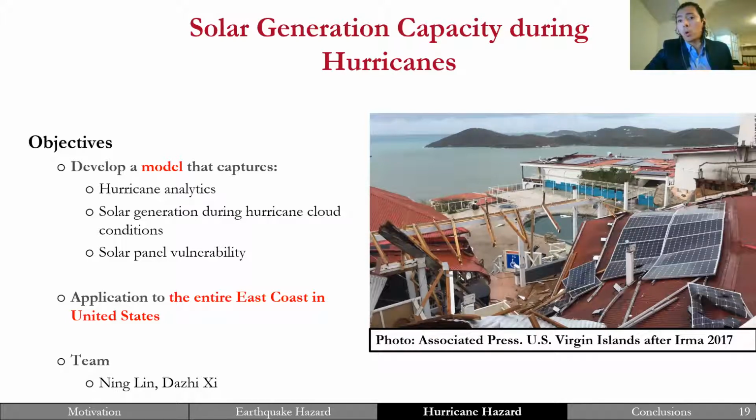And here we work with Professor Ling, who leads the work on synthetic hurricanes and storm modeling, and also the PhD student, and it's in collaboration with some researchers in the Andlinger Center here at Princeton that focus on energy and the environment. And here I'm just showing you a picture that shows that solar panels do fail under high wind conditions.